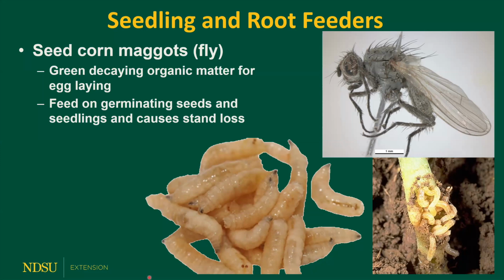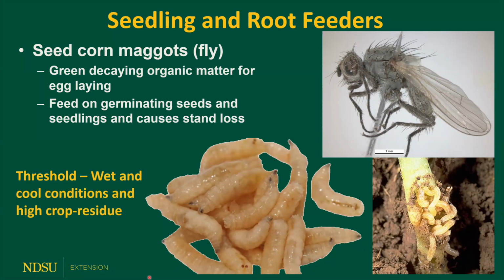And the maggots, as you can see in the pictures, are headless and legless, and they have a black mandible that's at the tip of the head there. You can see the black mandible. There isn't really a threshold based on insect counts, but you can know when you have cool, wet conditions that you're at higher risk for infestation from seed corn maggot, and also high crop residue. And they often infest the stems, and as you can see, they're in large numbers.